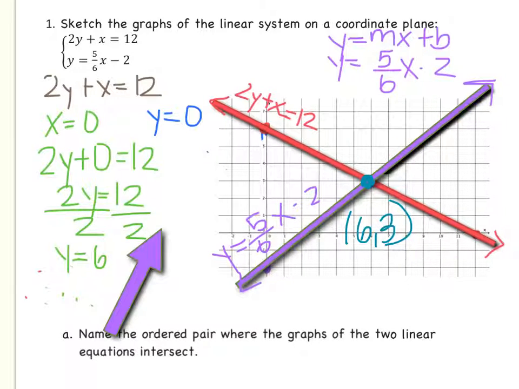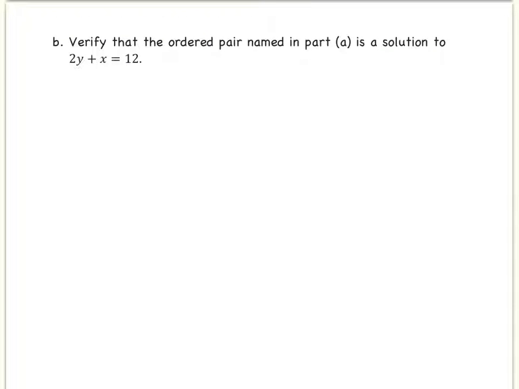So in order for us now to figure out that this solution is accurate and it works, we need to solve part C. So we need to verify that the ordered pair named in part A is a solution to our first equation, 2y plus x equals 12. Remember, this is the equation that we graphed using intercepts.